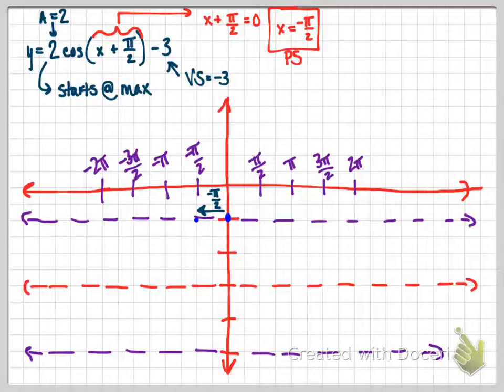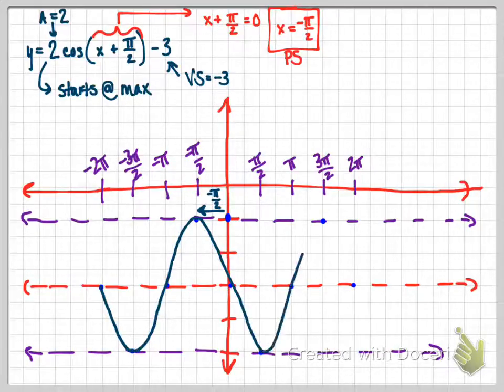Once I figure out where that first point goes, I can just go by the pattern. The pattern says you're starting at the max, and then you're going 0, and then minimum, and then 0, and then maximum, and then 0. So that is my whole graph for my cosine. So 0, minimum, 0. And now I can connect those dots. Here I have a phase shift of negative pi over 2. We went back pi over 2 spaces and then just recreated that pattern.